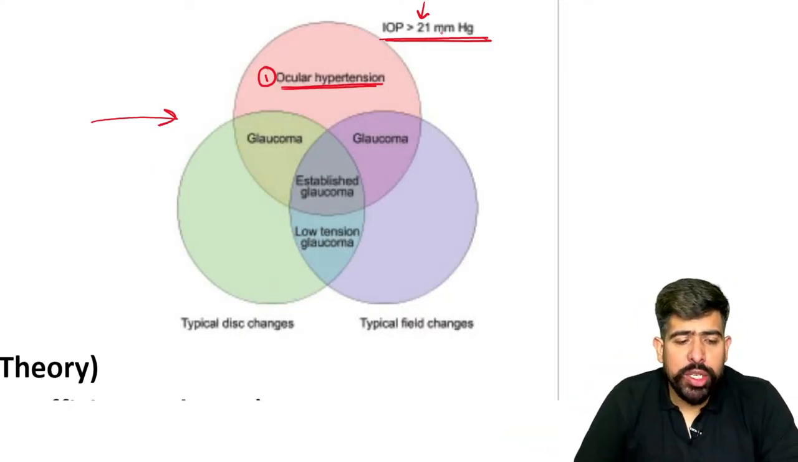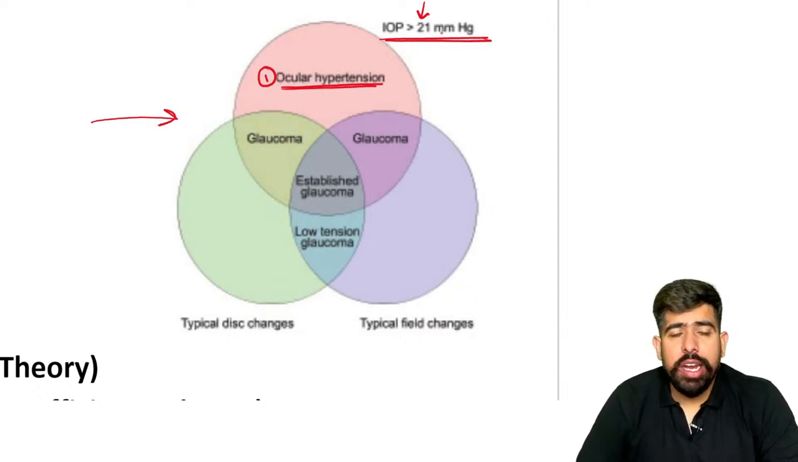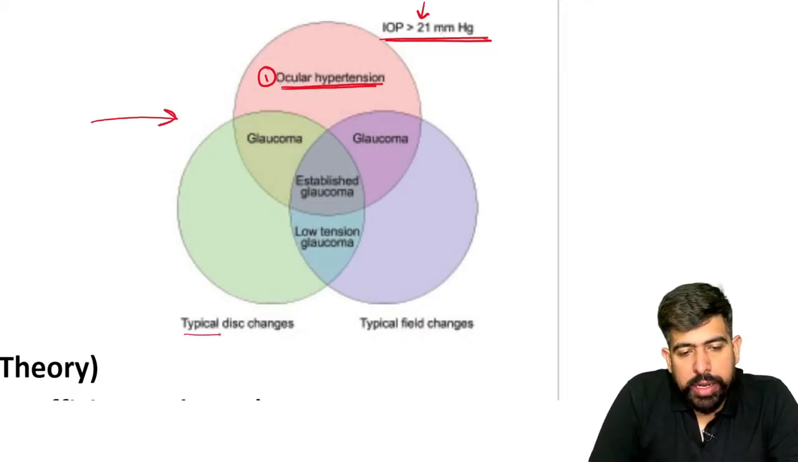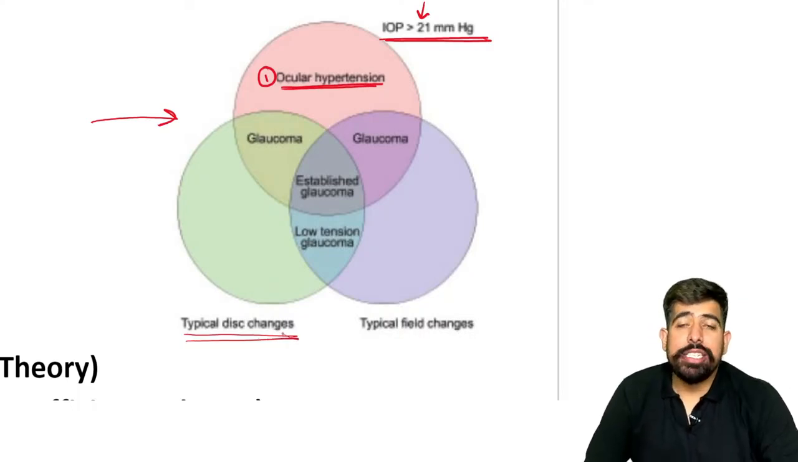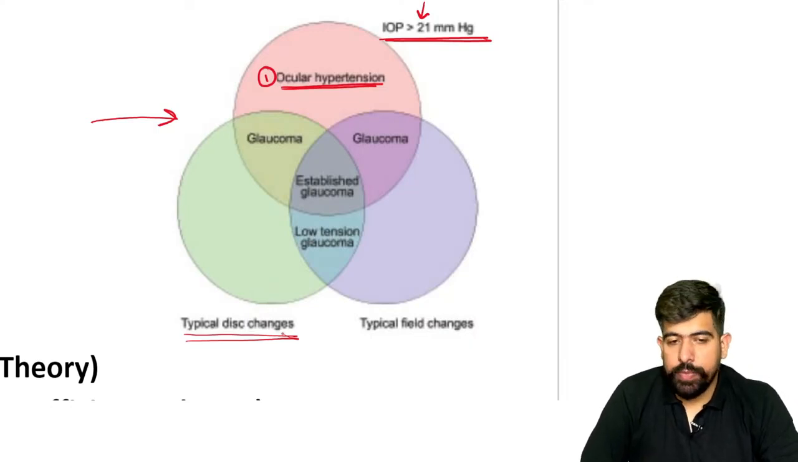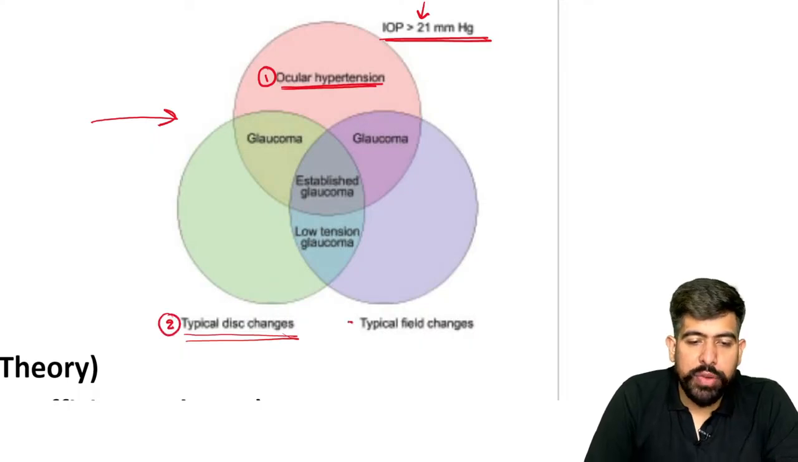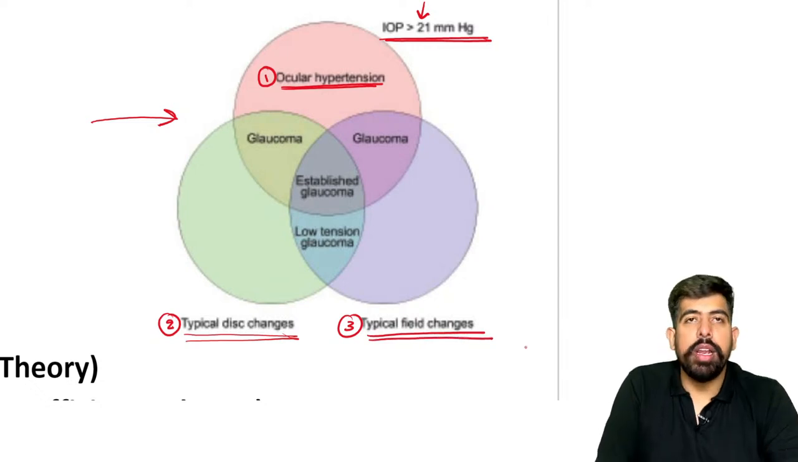First of all, there is ocular hypertension, which means the intraocular pressure is more than 21 mmHg. The second feature is typical optic disc changes, which should be markedly visible. The third feature is typical visual field changes, which should also be present.